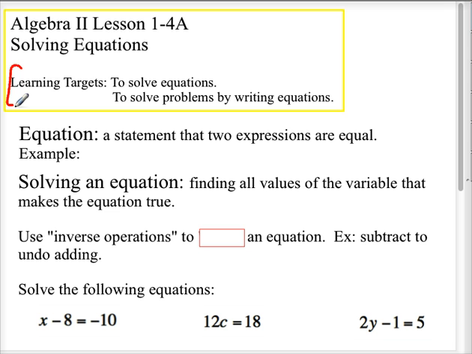So first of all, what is an equation? Well, an equation is a statement that two expressions are equal. So, solving an equation means finding all values of the variable that makes the equation true.